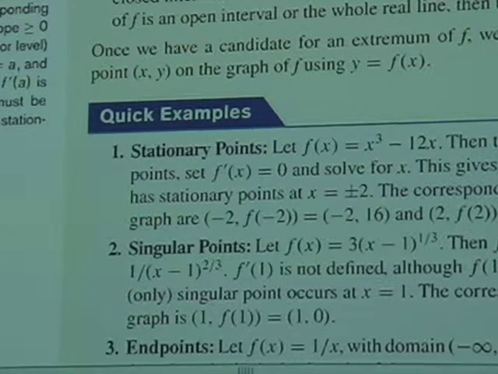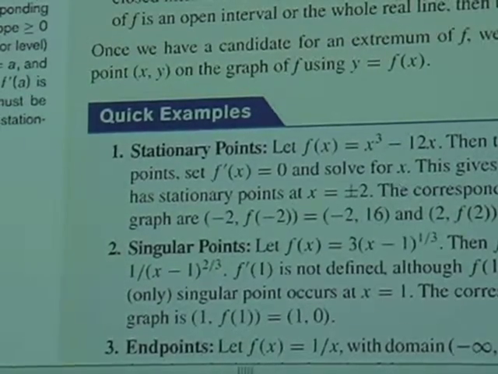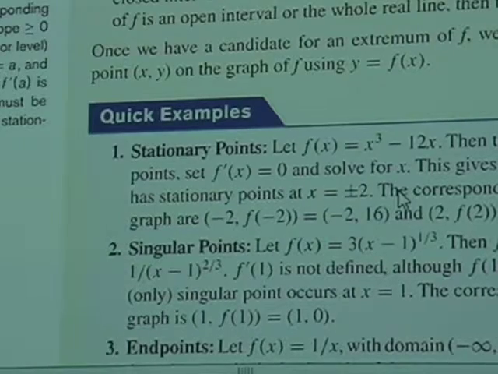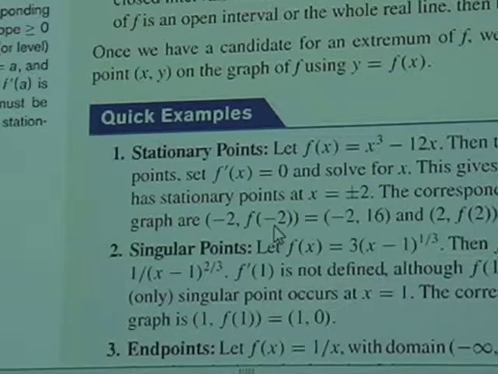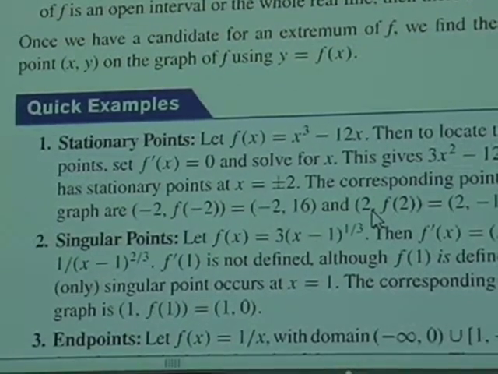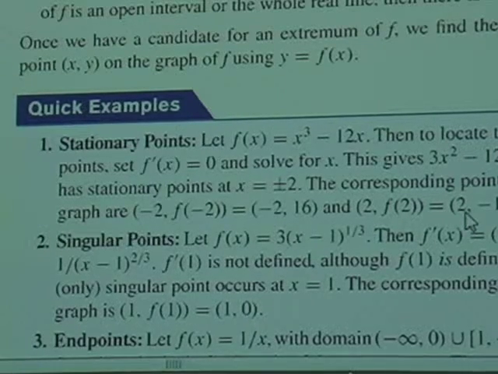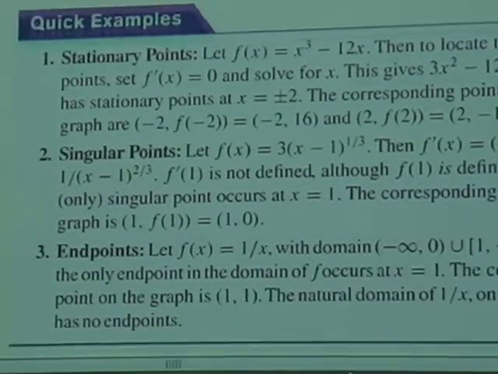So if we want to find them for this function, we want to look in those places. To locate the stationary points, we set the derivative equal to 0 and solve for x. So they do that here, and x turns out to be plus or minus 2. The corresponding points on the graph are (-2, f(-2)) and (2, f(2)), which happen to be (-2, 16) and (2, -16). So those are the stationary points. Any question about that?